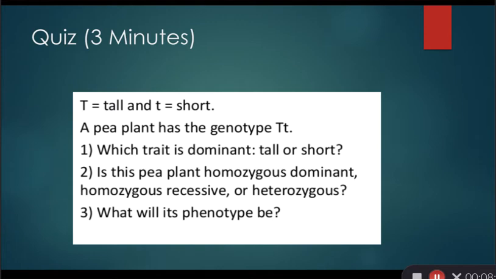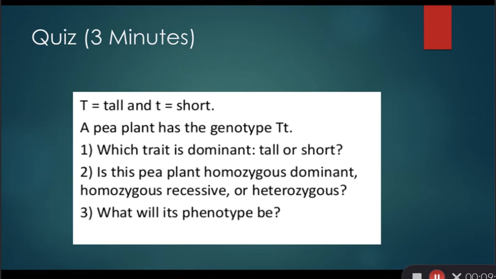Alright guys, welcome back, and let's go over the explanation to this question. So just as we've tested out the 2 previous questions, the capital T means dominant, lowercase means recessive. In this case, capital T stands for tall, and lowercase t will mean short. So a pea plant has the genotype capital T and a lowercase t. Which trait is dominant, tall or short? Kind of gave you the answer already.